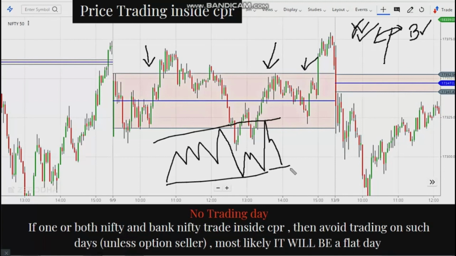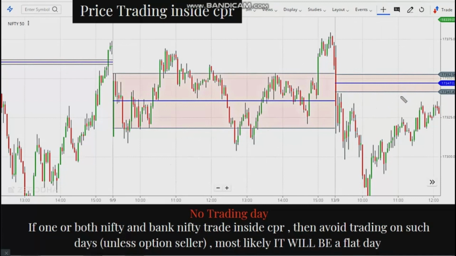One more concept you need to understand: if you see this pattern either in Nifty or Bank Nifty, if you see it in both of them, that is even better. But if you see it only in Nifty and not in Bank Nifty, or vice versa, consider this also as a no trading day for people who are buying options, because there is one more concept which we will be touching in our coming slides, but right now I want to tell you this to make it clear.